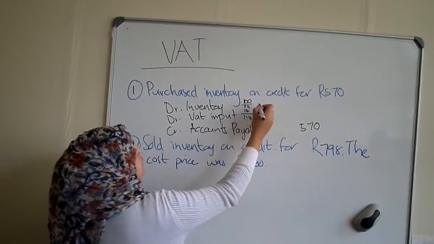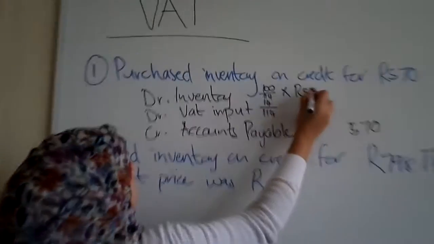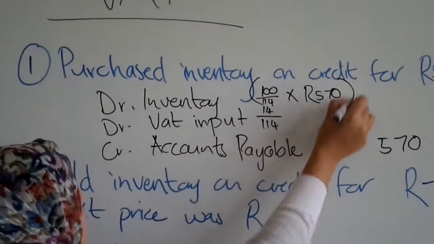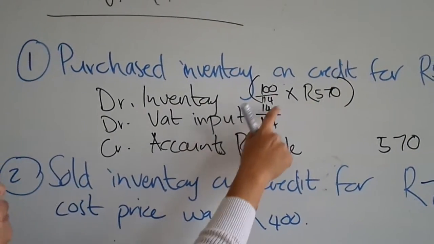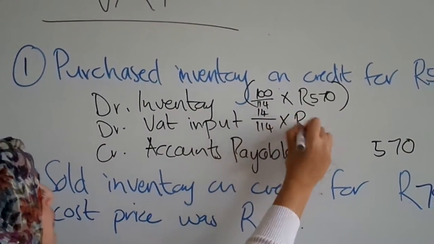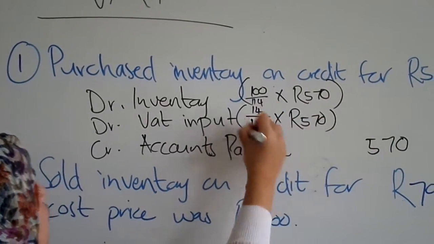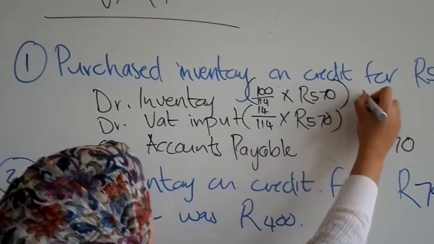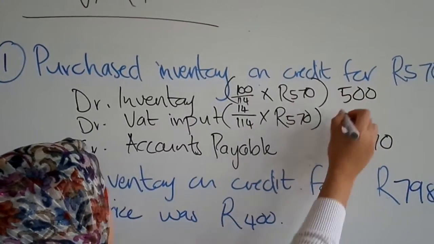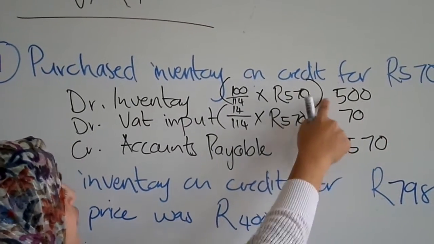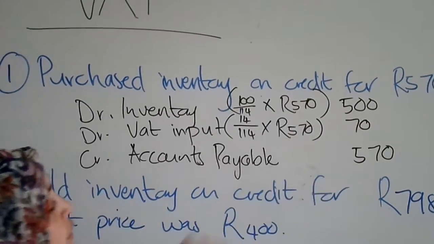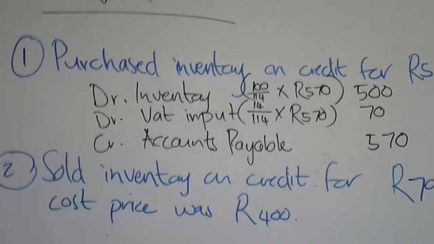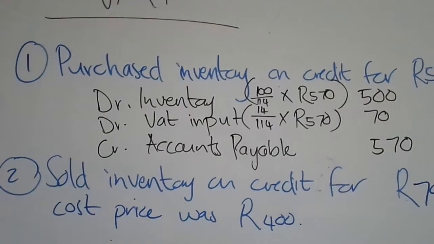So 100 over 114 multiplied by 570 will give you the inventory value. And then 14 over 114 multiplied by 570 will give you the VAT value. So if you calculate that amount, inventory will be 500 and VAT will be 70. So 500 plus 70 gives you 570. That is when you are purchasing inventory.